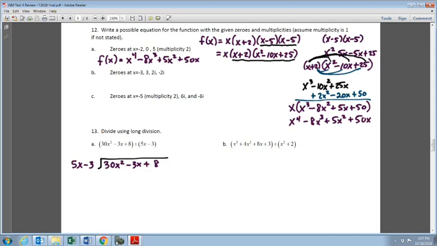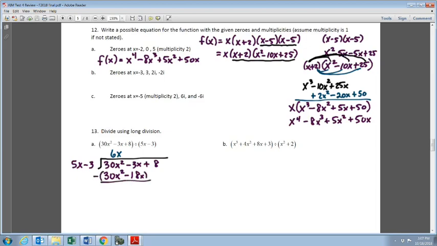And what we ask ourselves is, well, we really just look at the leading terms, the 5x and the 30x squared, and we want to ask ourselves, what times 5x will give us 30x squared? Well, that would be 6x. And so now we'll multiply 6x times the binomial 5x minus 3, our divisor. So we're going to get 6x times 5x is 30x squared, and 6x times a minus 3 is a minus 18x.